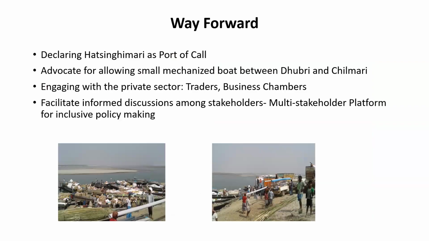So the way forward is declaring Hatsing Mari, which is a location that comes in between the route from Dhubri to Chilmari, and it is very close to the state of Meghalaya. And Meghalaya has a lot of agriculture produce like oranges, pineapple, bamboo, cashew, etc., arecanut.